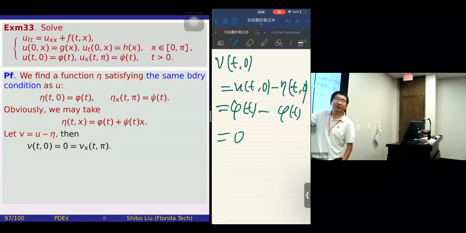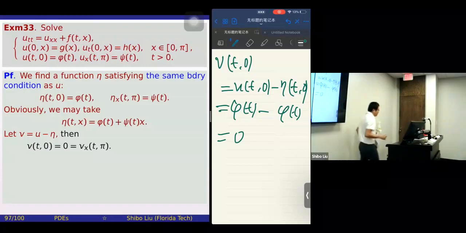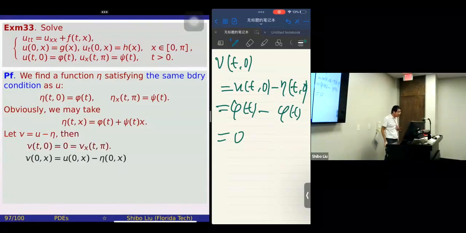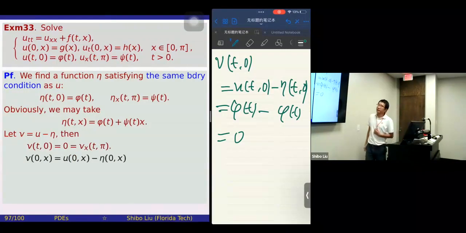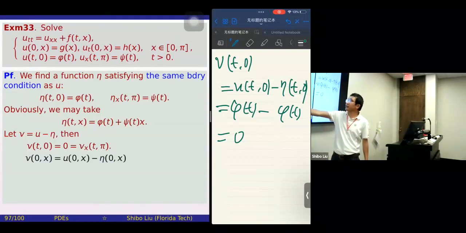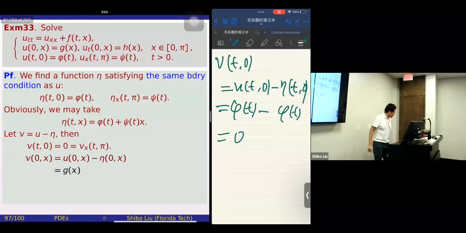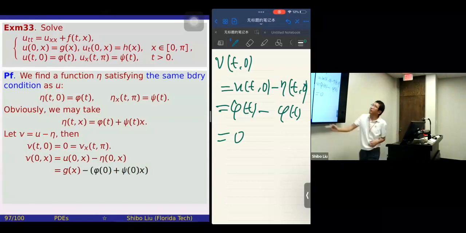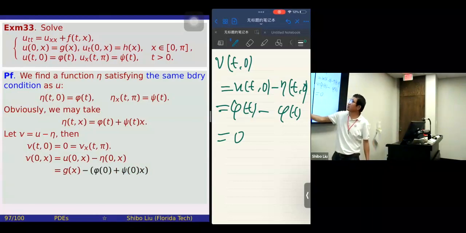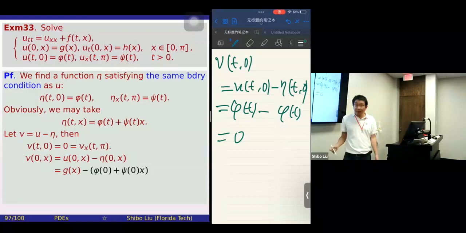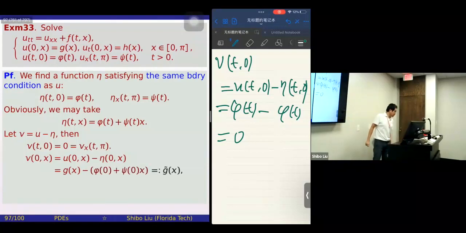And similarly for the other endpoint, right? So the initial condition for v is what? v(0,x) equals u(0,x) subtract eta(0,x). u(0,x) is what? g(x). Eta(0,x) is phi(0) plus psi(0)x. Let t be 0 here, you get eta(0,x). So this is a new function of x. This is our new initial displacement, right? Denoted by g tilde x.